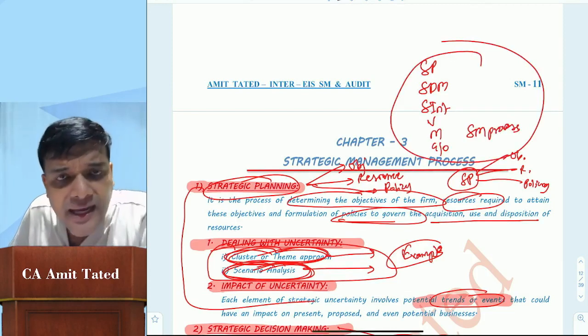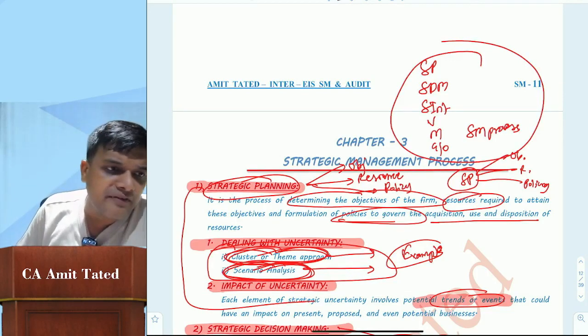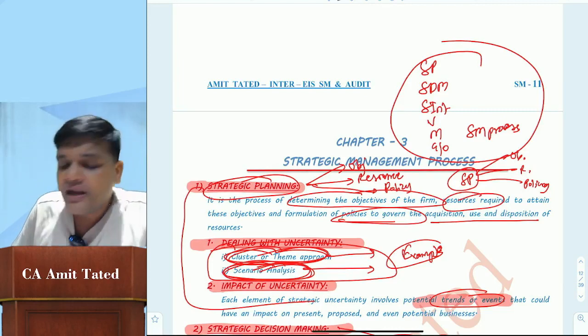Bharat Mata ki jai, Malik. So everyone understood every question and everything. So we have completed chapter 3. Now we are shifting ourselves.